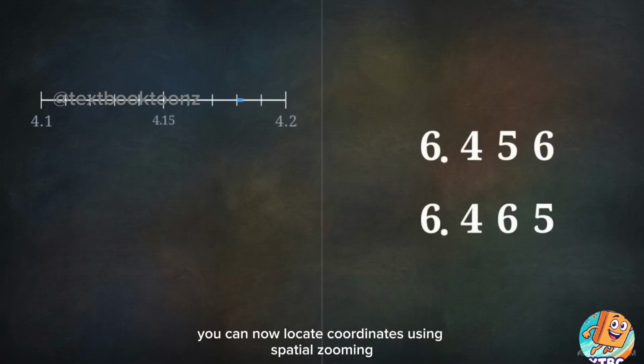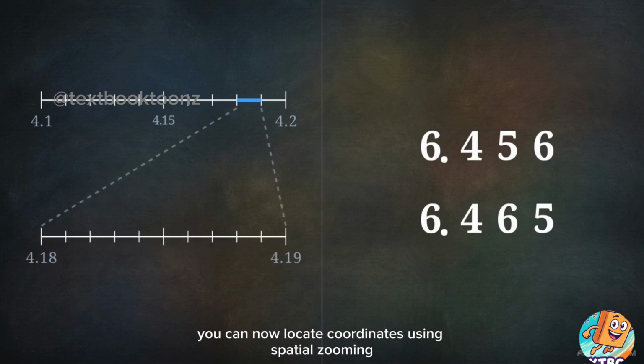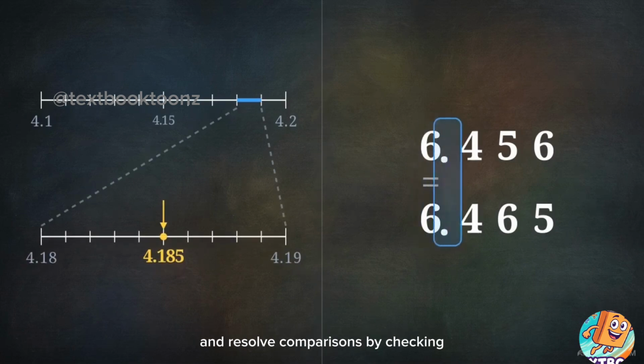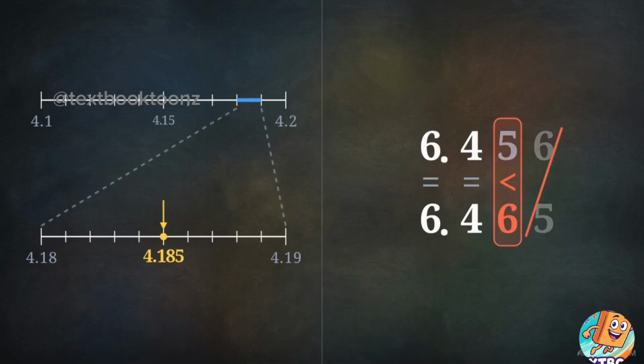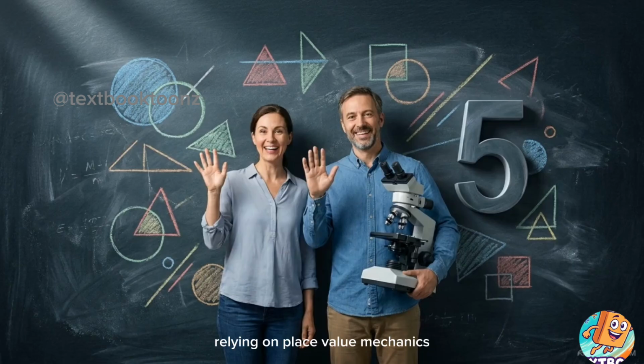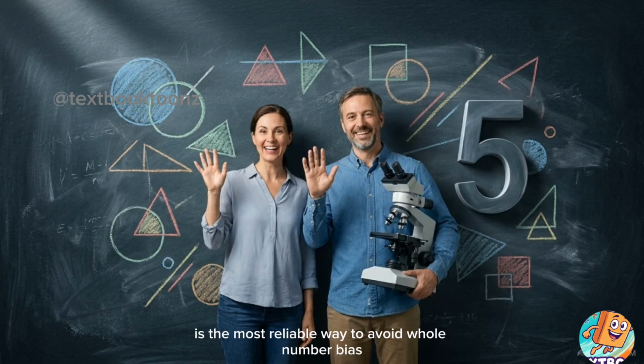You can now locate coordinates using spatial zooming and resolve comparisons by checking place value columns from left to right. Relying on place value mechanics instead of visual intuition is the most reliable way to avoid whole number bias.